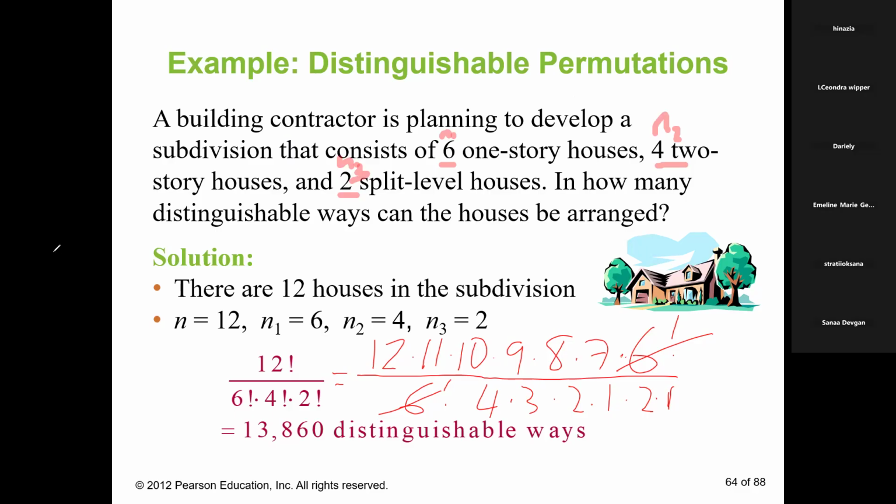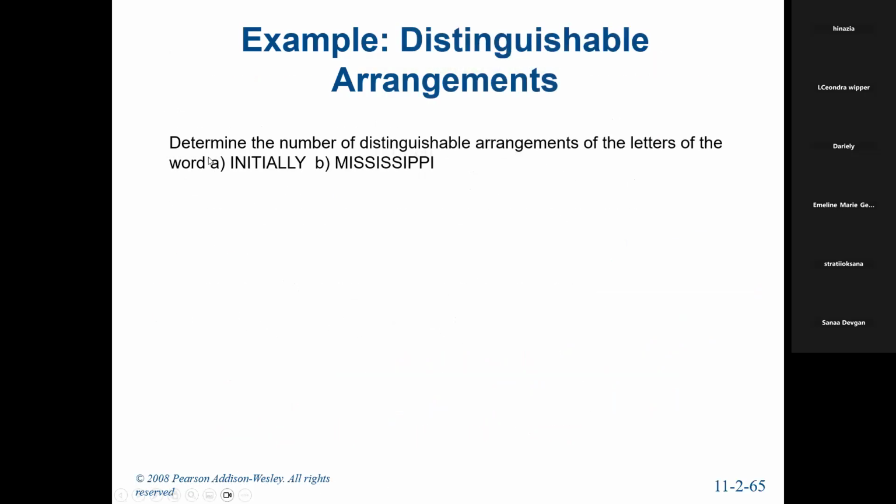Right? Let me show you another example. Determine the number of distinguishable arrangements of the letters of the word: A, initially; B, Mississippi. Okay? I'll wait for you.